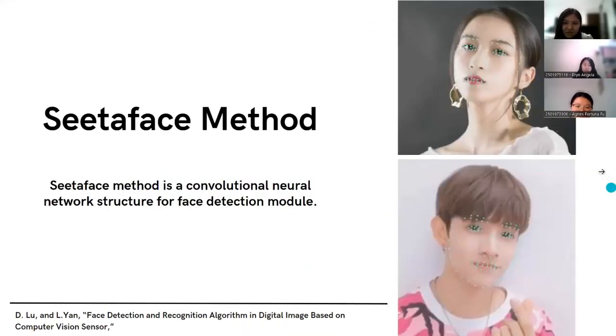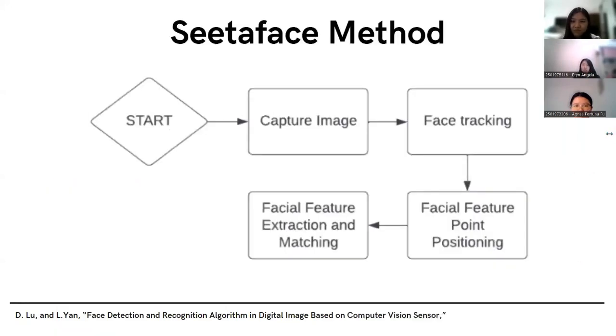First, the set-of-face method is a method that uses a CNN structure for the face detection module. For this method, we start from capturing the image, and then we track the face from the low resolution and gradually go up to a better resolution so we can get a facial feature point positioning. From there, we extract the facial features to match with the existing data.